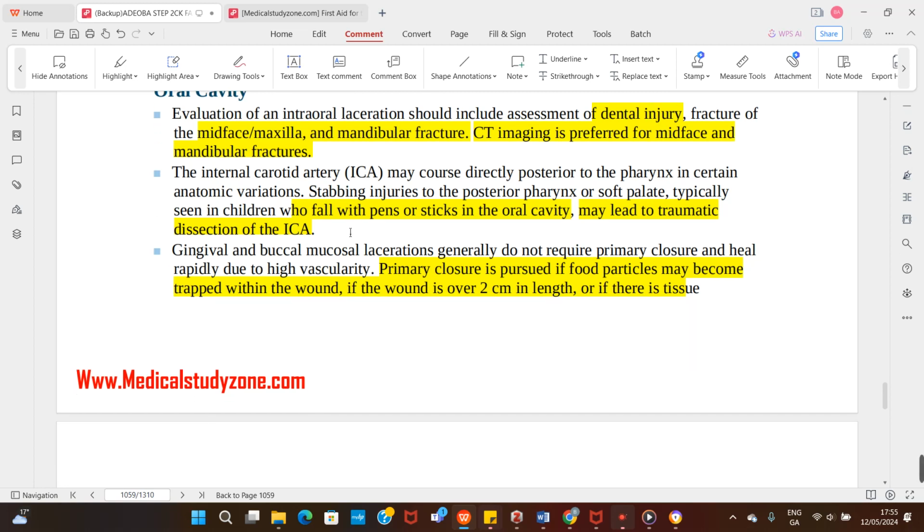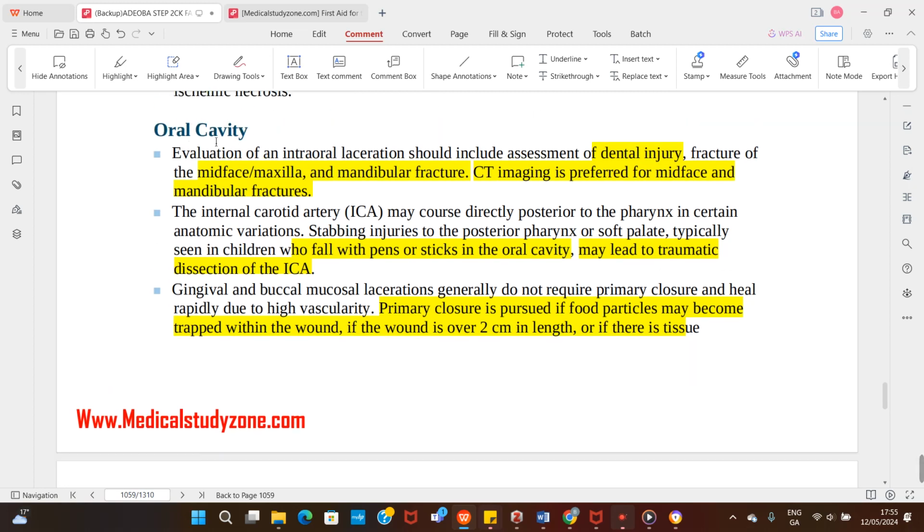But the clinical significance of this oral cavity stuff that we must always remember is the fact that in some people they might have their anatomy positioned so that they have their internal carotid artery running very close to the posterior part of the pharynx. So it runs very close to the posterior pharyngeal wall, and if a child, for example, suffers a penetrating injury to the oral cavity, maybe the child falls on a knife or falls on a pen, and the pen enters straight into the mouth to the posterior pharynx and punctures through, it can easily dissect the internal carotid artery.